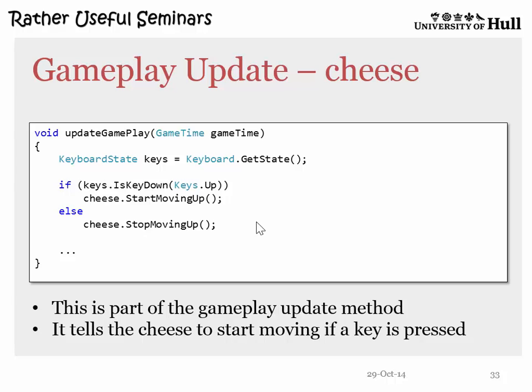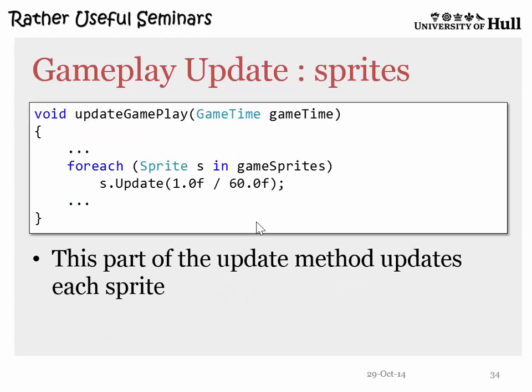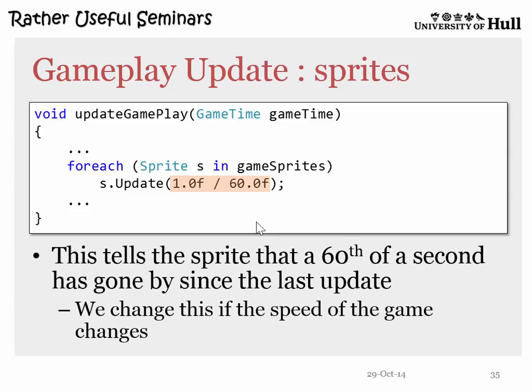Okay, so back to the plot. I get the cheese moving. I ask each sprite in the game to update itself. I say, okay, a 60th of a second has passed since you were last updated, so move a distance appropriate to that, depending on what your speed is. And so I update each of my sprites.